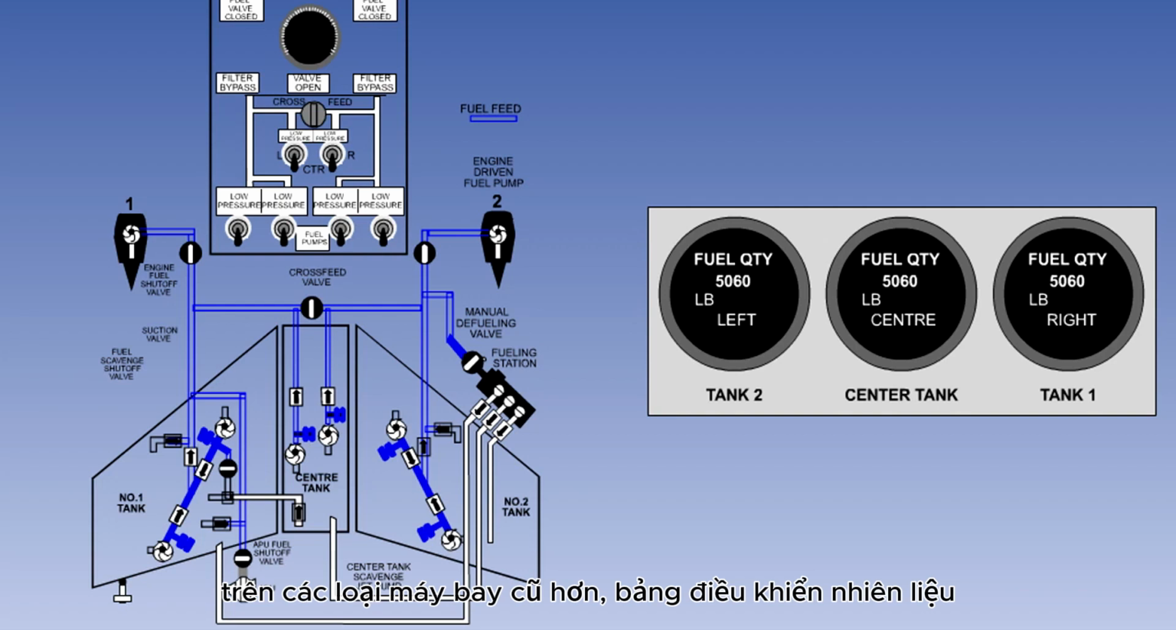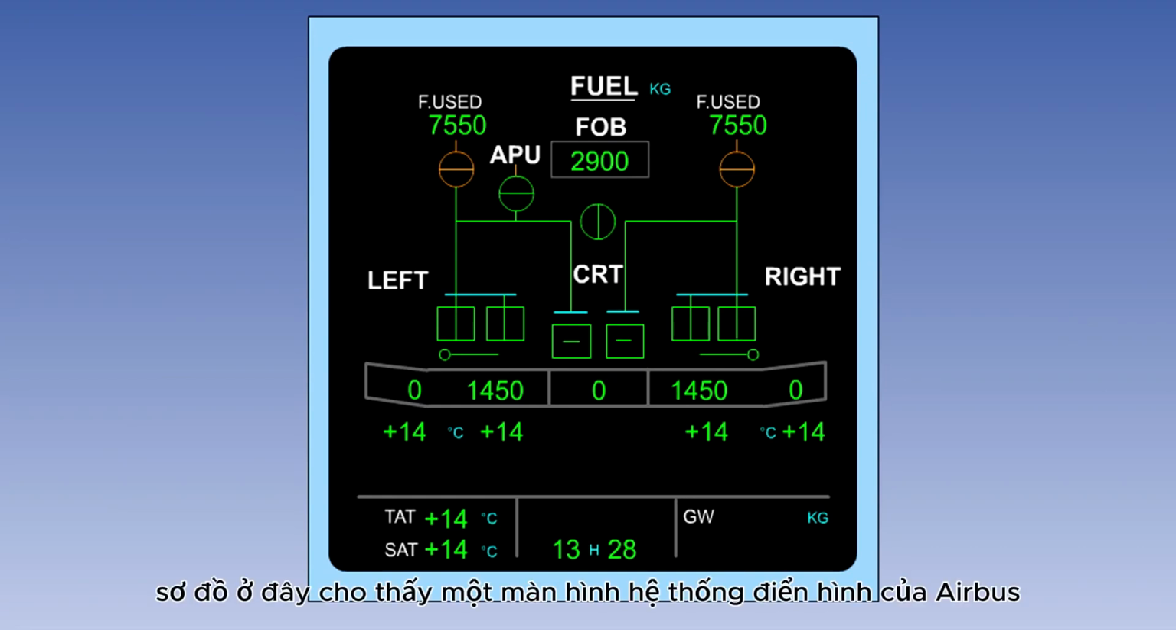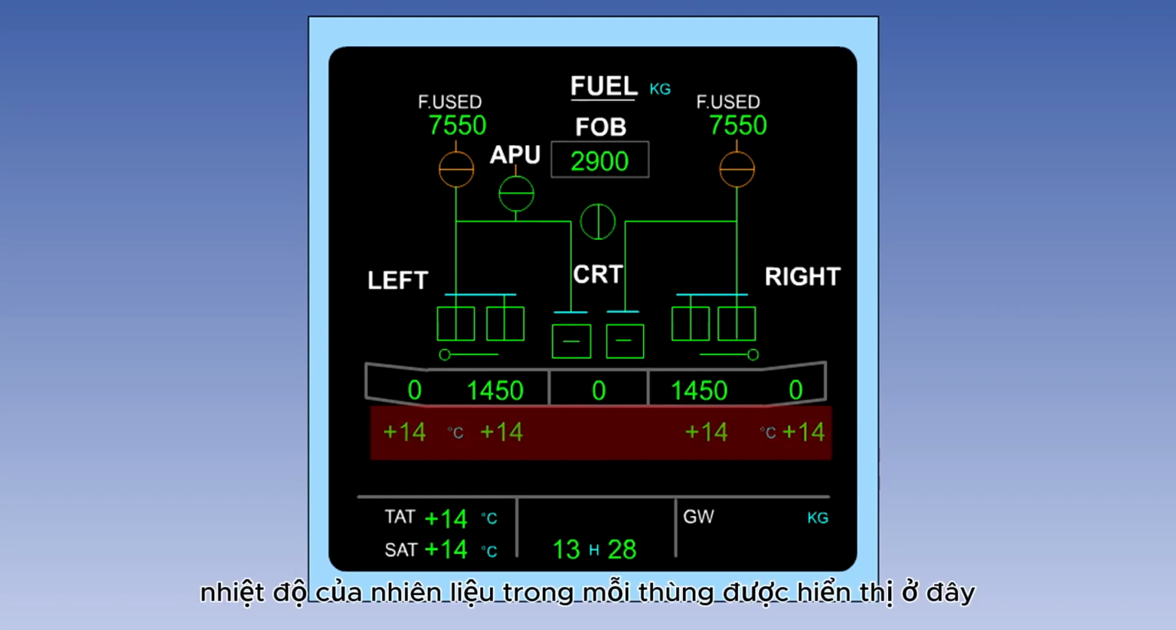On older aircraft types, the fuel control panel is usually in the form of a mimic diagram with flow bars and lights to indicate flow. More modern systems have electrically presented schematic displays. The diagram here shows a typical Airbus system display. Modern Boeing aircraft have similar displays. The temperature of the fuel in each tank is shown here. This is important information for monitoring the system for fuel icing or fuel waxing.